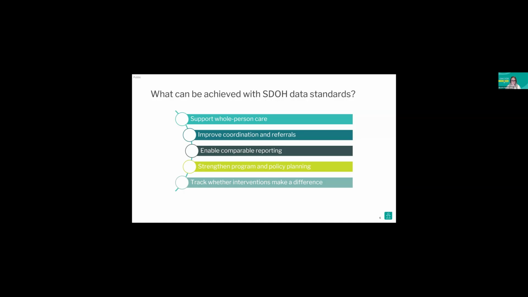At the system level, these standards enable more comparable reporting and higher quality data, creating a stronger foundation for data linkage, trend analysis, and a better understanding of what is happening across populations and settings. Over time, this can strengthen program and policy planning, help assess whether interventions are making a meaningful difference, and support more efficient use of resources by reducing duplication, improving consistency, and helping systems target efforts where they're needed most.